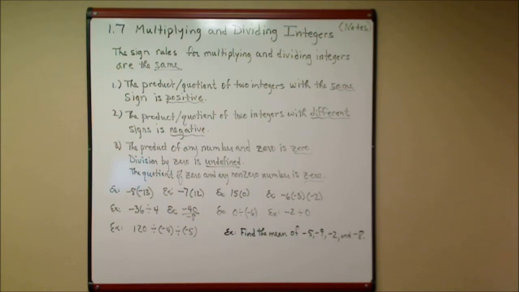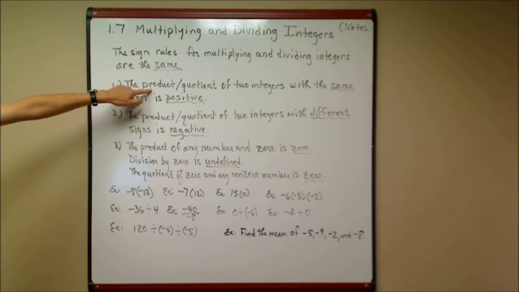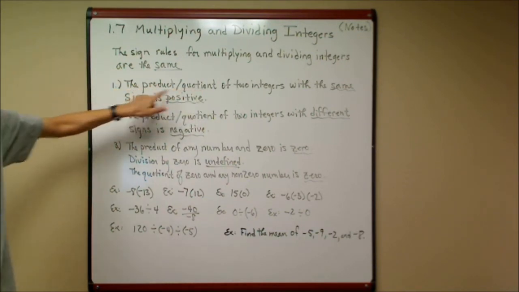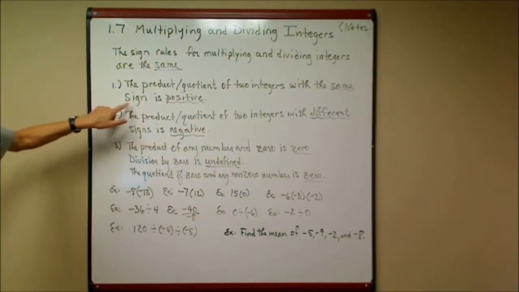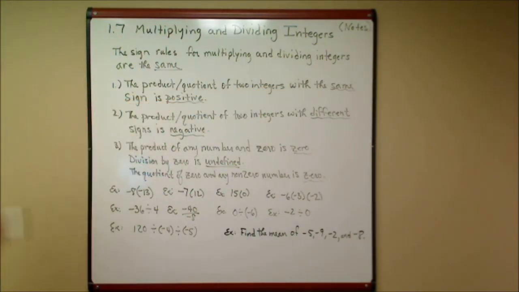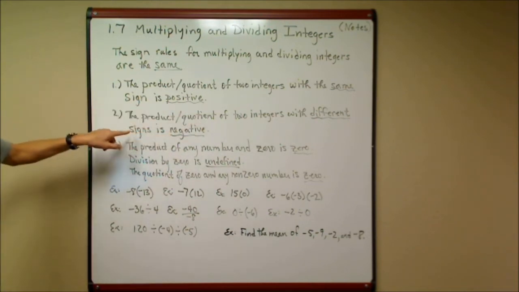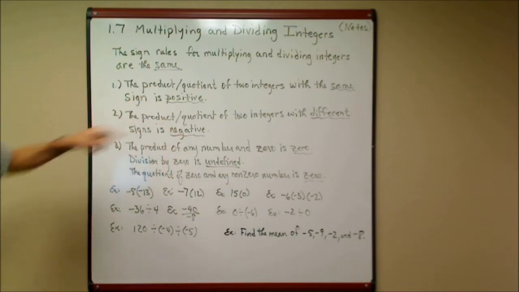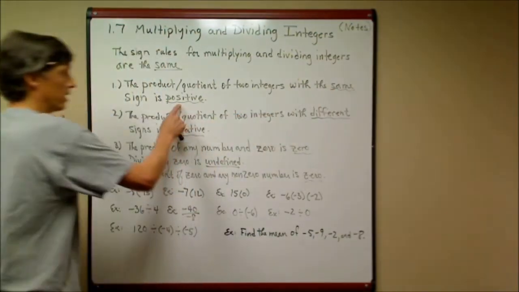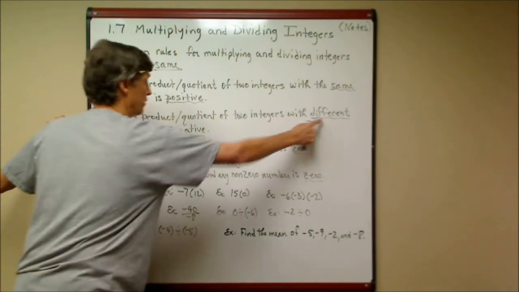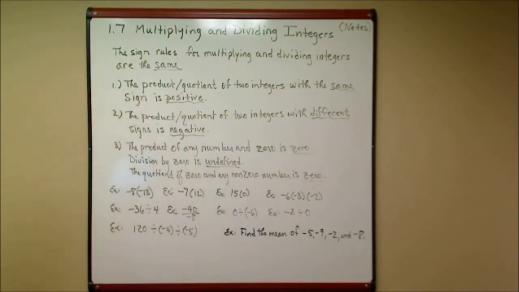All right, now the good thing about multiplying and dividing integers is that the rules for their signs are the same. We're talking about two at a time now. If you have two integers that you're either multiplying or dividing, the product or quotient of two integers, if they have the same sign, your answer is going to be positive. The product or quotient of two integers with different signs is going to be negative. So you'll notice I underlined, same sign positive, different signs negative. I'm talking about two integers at one time.